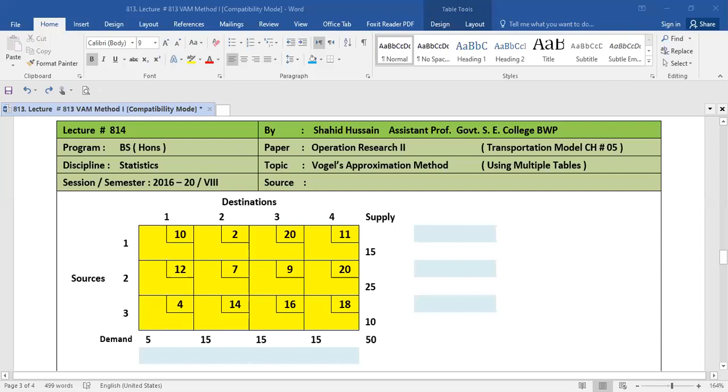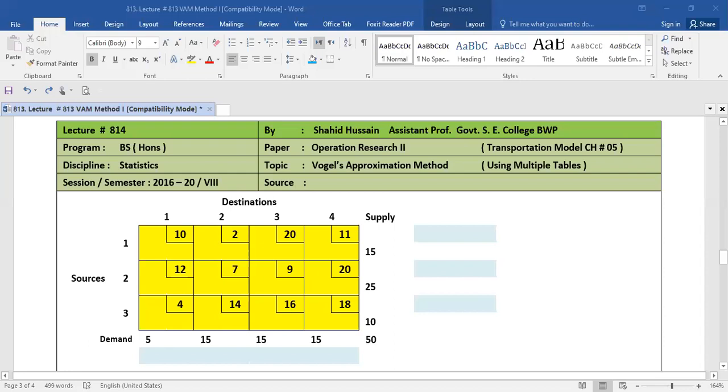Bismillahirrahmanirrahim. Today we are going to solve Vogel's approximation method, which is one of the initial basic feasible solution methods. It is the starting solution. This is the last starting solution which I am going to teach you.